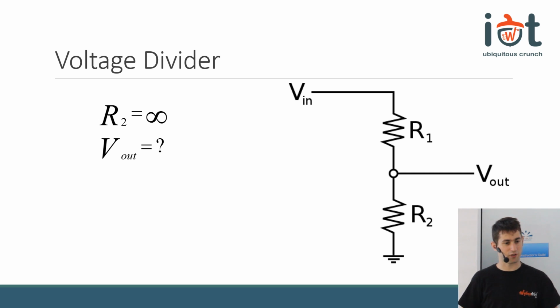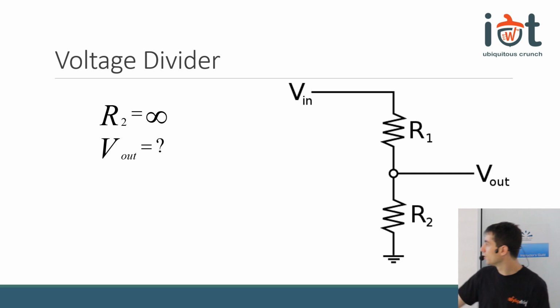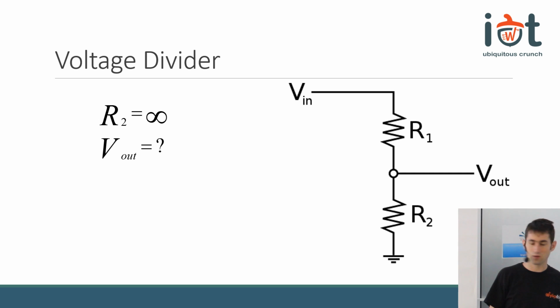If R2 is infinite, what happens? V out is V in. Is this clear for everybody? What does it mean, an infinite resistor? No current passes, meaning, technically speaking, it is an open circuit. So basically, there's no cable. Those points are not connected. So basically, if R2 is infinite, V out is connected to V in via R1. So what we measure is something very close to V in.